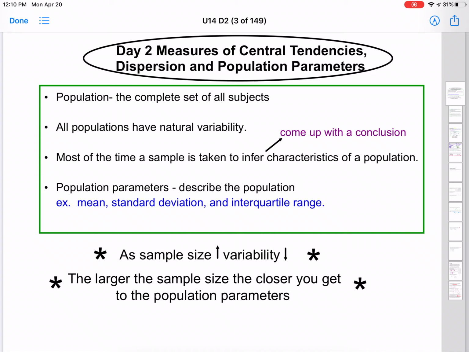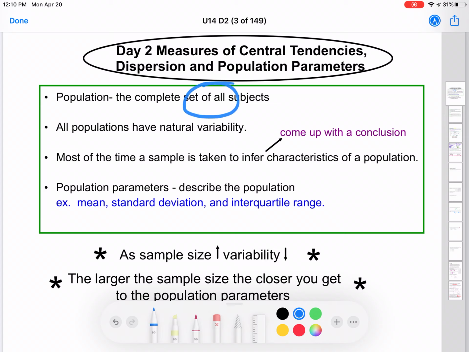All right, population. So population is the complete set of all subjects. So whatever it is that you want to make some calculations on, it means that you have all of the data. So if I wanted to know the average test grade for a trig test I gave you guys, I would be able to get the population because I would have all of your scores. But if I wanted to know what the average in New York State was for a trig test that was given, I wouldn't be able to have the population because I wouldn't be able to get every test.